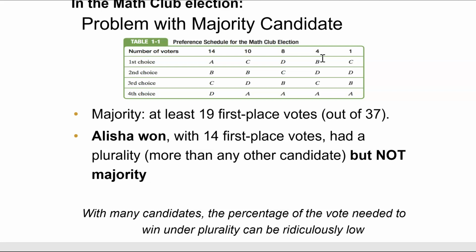With the majority candidate. So a majority out of 37 people would be 19 first place votes. But Alicia, if you recall, only got 14 first place votes. Let's take a peek. Remember, Alicia only got 14 first place votes. So she got a plurality, more first places than any other candidate, but she did not get the majority. So with many candidates, the percentage of the vote needed to win under plurality can be ridiculously low. If we have 10 candidates, the person who gets the most votes might have a ridiculously low percentage of favoritism, but they still are getting the win.